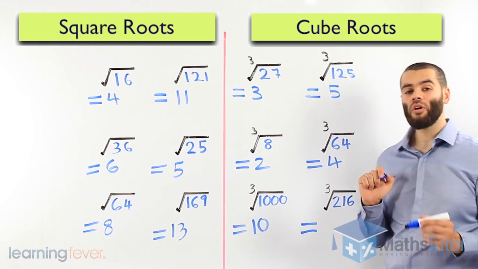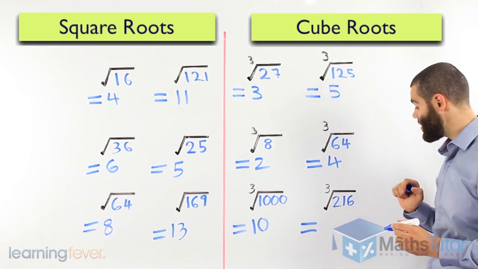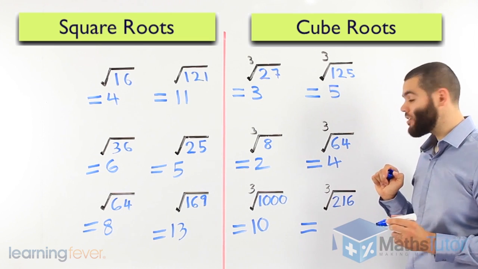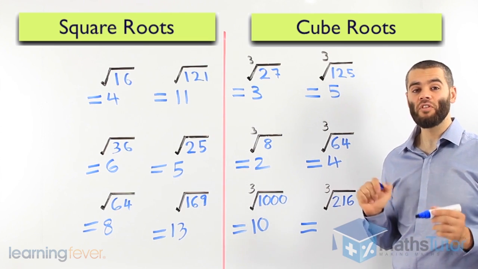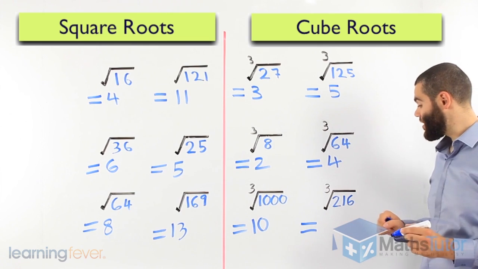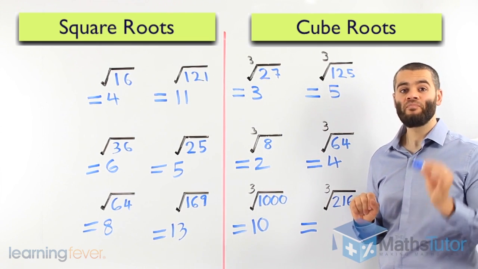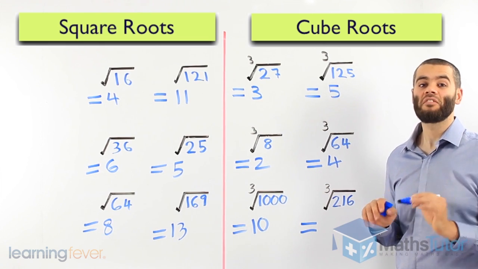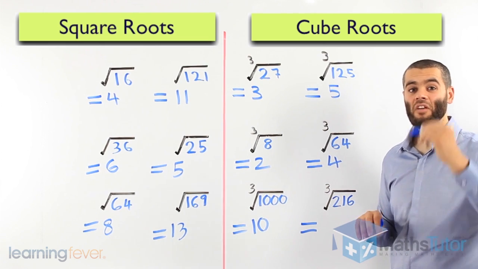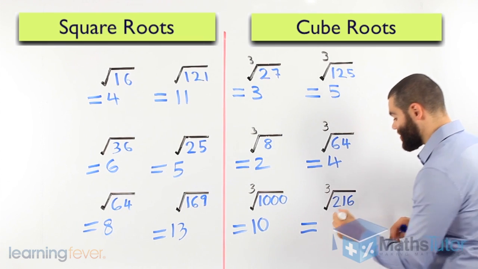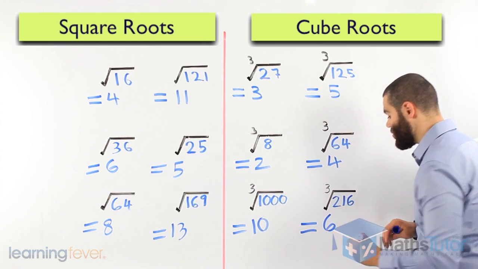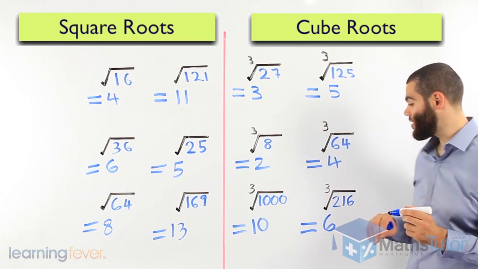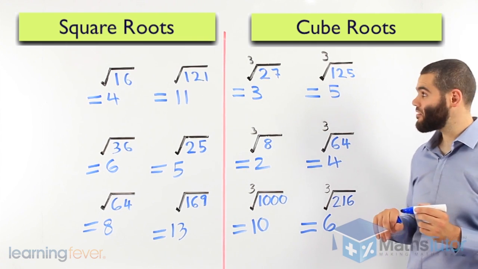And last one, the cube root of 216. What number multiplies itself 3 times to make 216? And if you know your times tables, it is 6. 6 times 6 is 36. 36 times 6 is 216. Therefore, the cube root of 216 is 6.